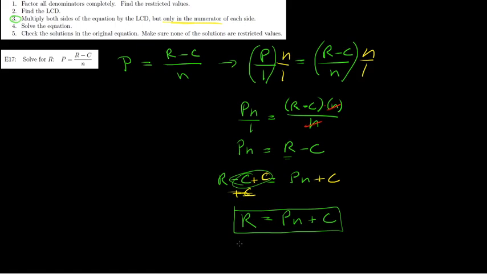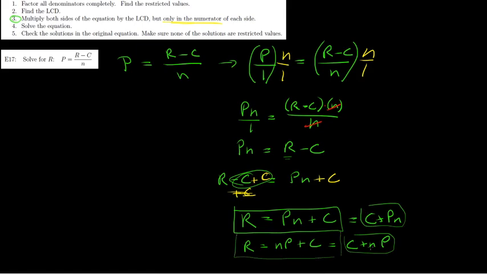There's a lot of ways you can write this. You can write this as n times p plus c. You can write it as c plus n times p. You can write it as c plus p times n. Of course, I'm not picky about any of these. These are all correct. It doesn't matter which way you write it. But that's it. We solve for r, and that's all we had to do here.